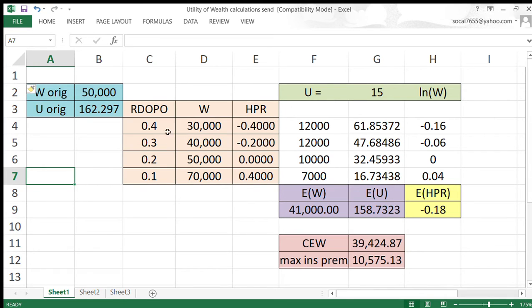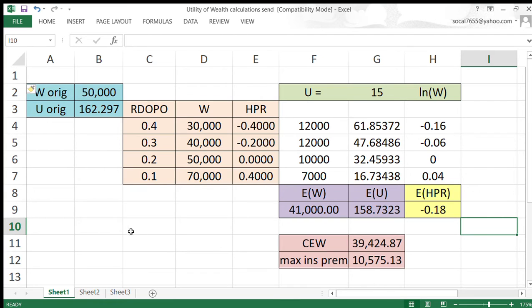And of course, we can multiply the 0.4 by the minus 40 and add that to the 0.3 multiplied by the minus 20, minus 0.2, of course. And then I've done that over here, and then you sum them, and you get an expected HPR of minus 18%. Okay, so again, here we see in the analysis presented in the prior video, if we were to do the analysis in terms of HPRs, we can certainly calculate an expected HPR, which would be minus 18%.